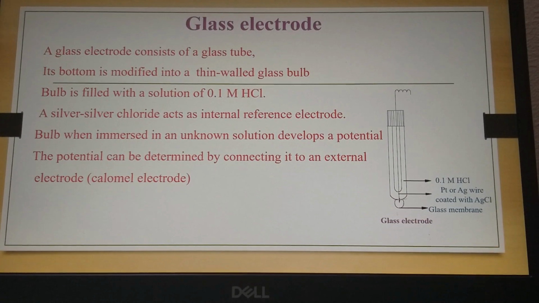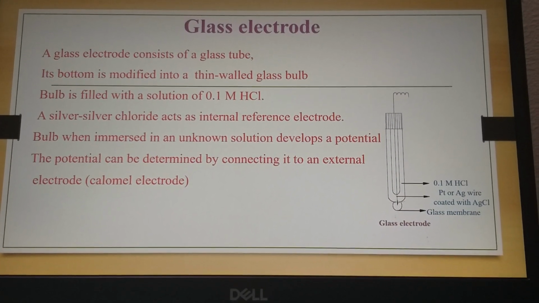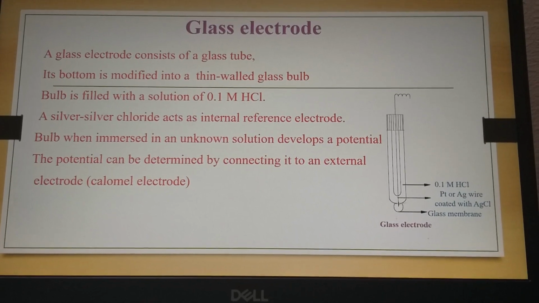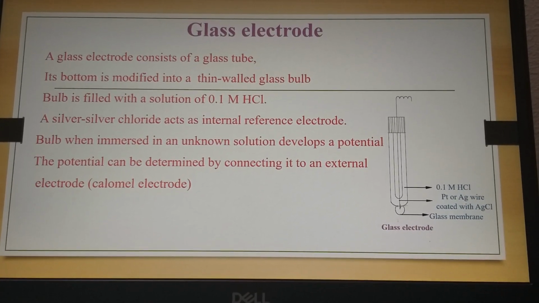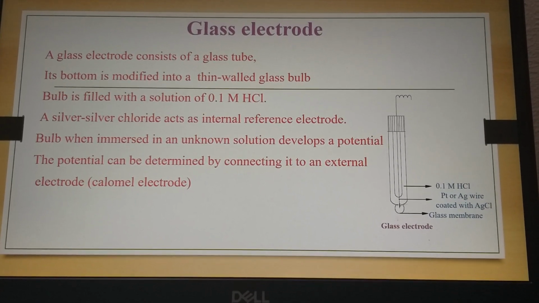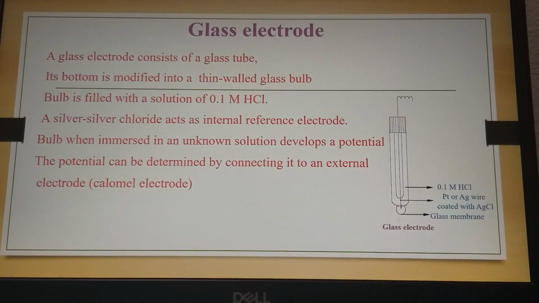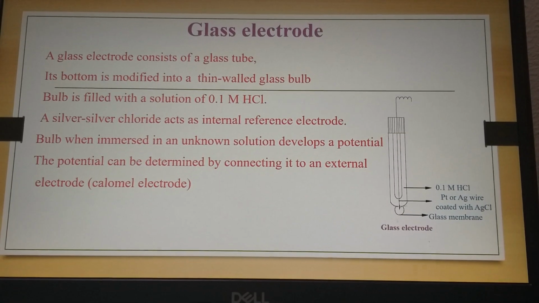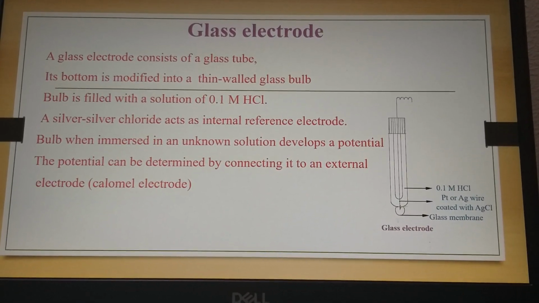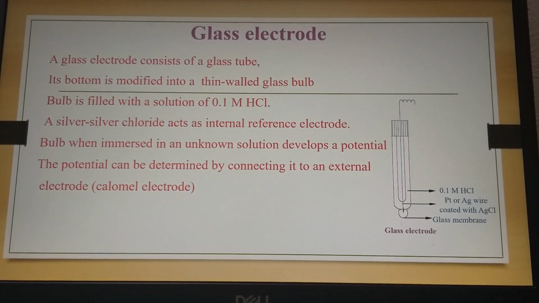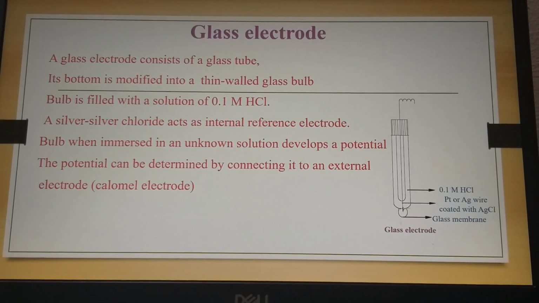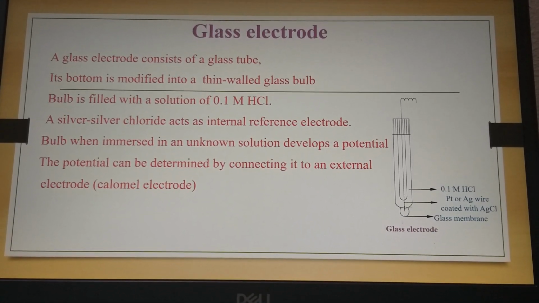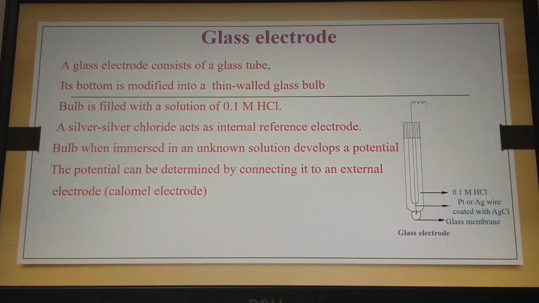This potential is determined by connecting the glass electrode to an external electrode. It can be a calomel electrode or a standard hydrogen electrode. Usually we take the saturated calomel electrode for this purpose. The potential is determined by connecting the two electrodes with a voltmeter, and the potential is then read in pH units.